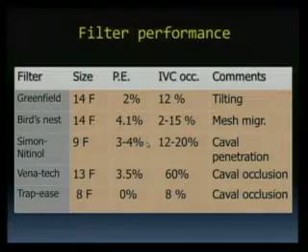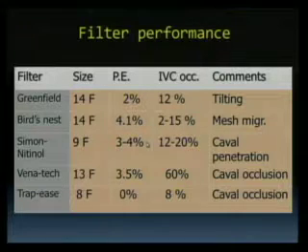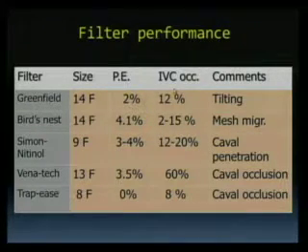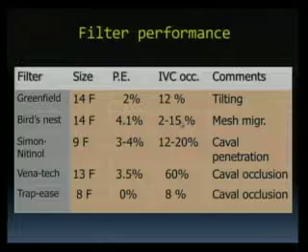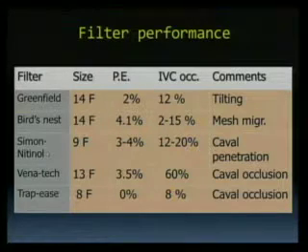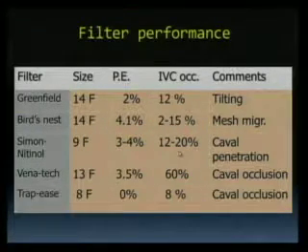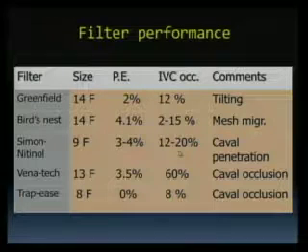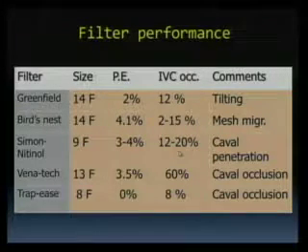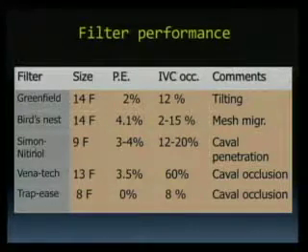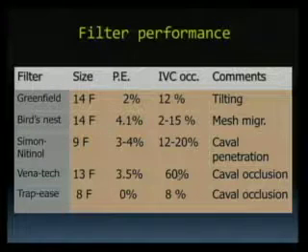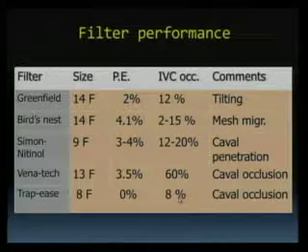So when you look at performance of filters, the problem with the Greenfield filter is IVC occlusion of 12%, the bird's nest is higher, as high as 15%. The nitinol is 20%, because one of the outcomes that we're looking at is IVC thrombosis or DVT. And then the Vena Tech filter is high, 60%. Trapease is lower at 8%.